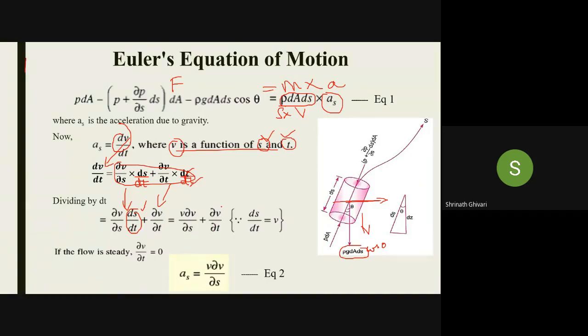Now if we consider the flow to be steady, then what will be the equation? It will be ∂v/∂t equal to 0. So a_s equal to v ∂v/∂s, that will be our final equation. So whatever a_s is there, it is equal to dv/dt, which is equal to v ∂v/∂s. This is the acceleration, which is the second equation.